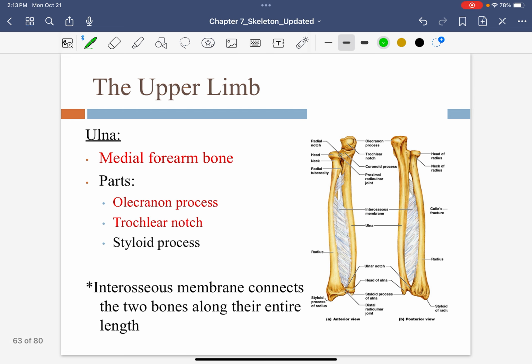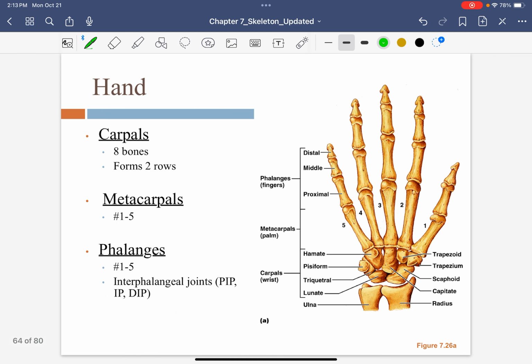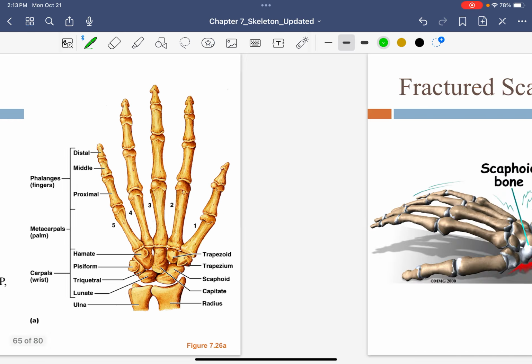We already said the trochlear notch of the ulna fits into the trochlea of the humerus to form the elbow. As an aside, you can see there's an interosseous membrane. There's connective tissue that connects these bones, but you don't need to know that. Just make sure you review the groups of bones, carpals, metacarpals, and phalanges.